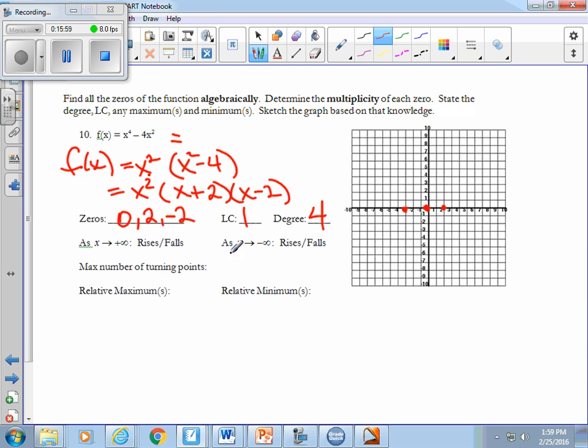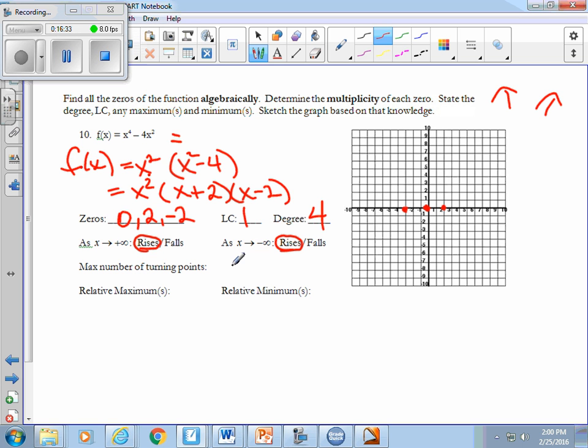Any questions about the leading coefficient, the number in front of the x, and the degree, the highest power? This is a 4th degree polynomial with a positive leading coefficient. So the ends both go up, right? Mm-hmm. So as x approaches infinity, the graph rises, and as x approaches negative infinity, the graph still rises. It goes up on both sides. As x goes to the left, or to the right. Questions about that?